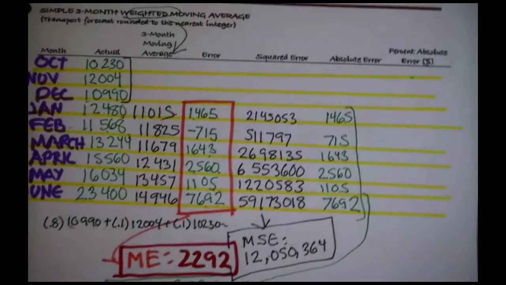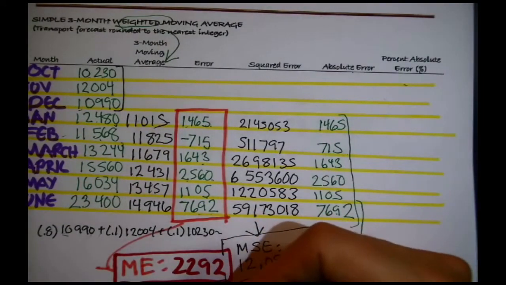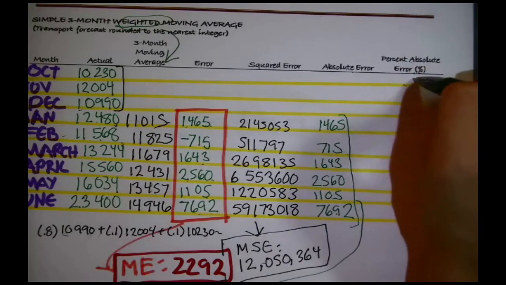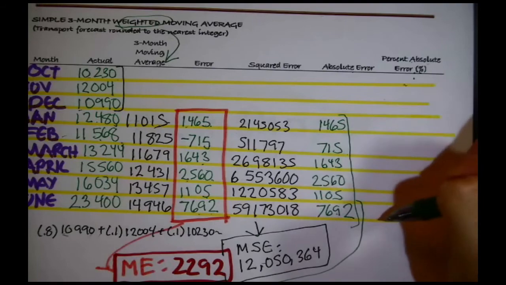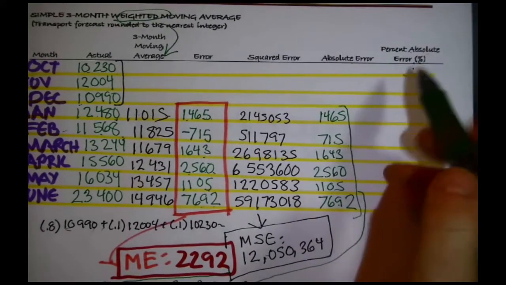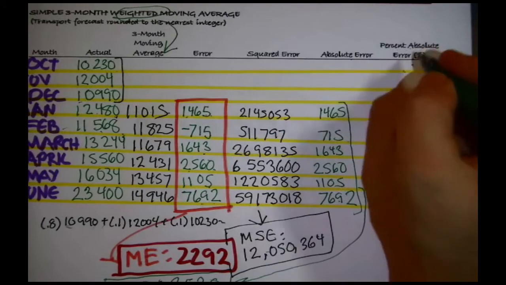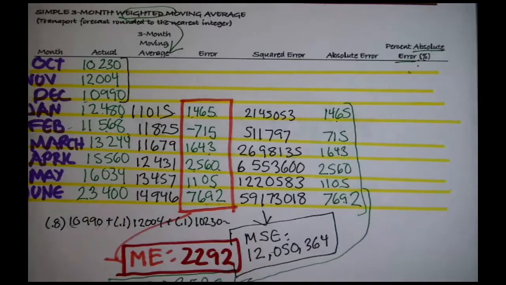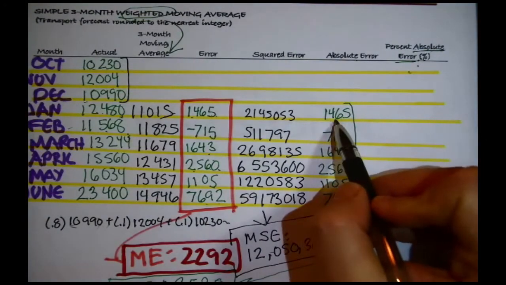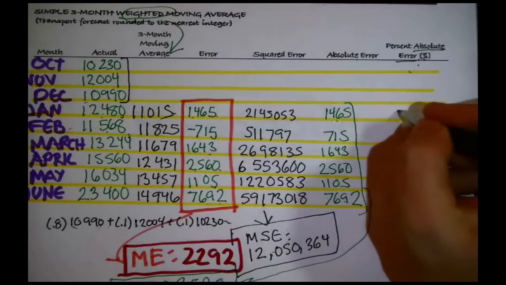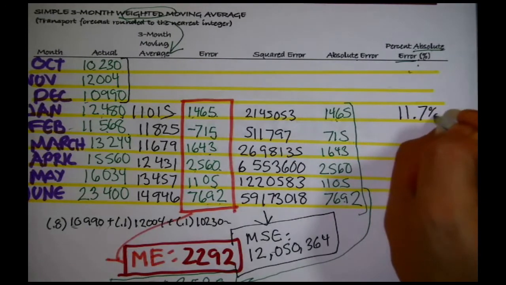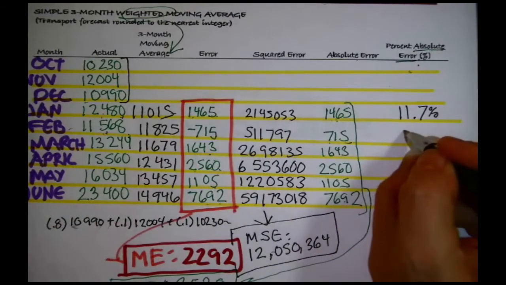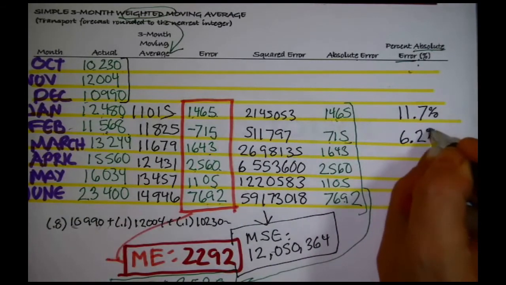And then we say, well, that doesn't give you a sense of scale. Percent error gives you a sense of scale. Mean absolute percent error can be averaged together to create the so-called MAPE. Okay, we better do that now. What we want to do is take each of the absolute errors and divide by the actual. So it's that column, this number divided by this number in January. I get 11.7%. This number, 715, divided by that number in February, I get an absolute percent error of 6.2%.